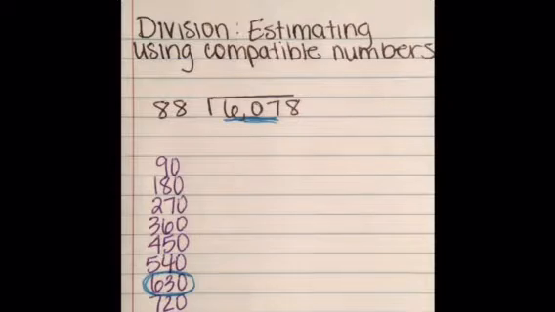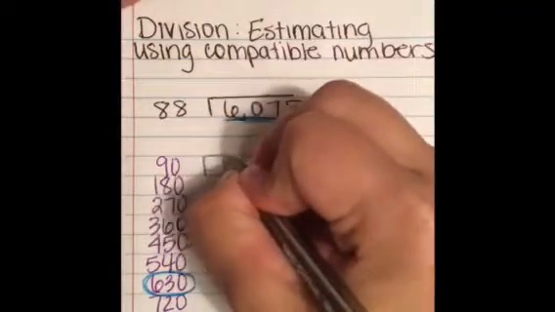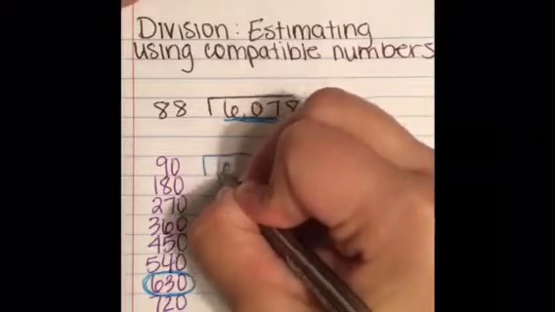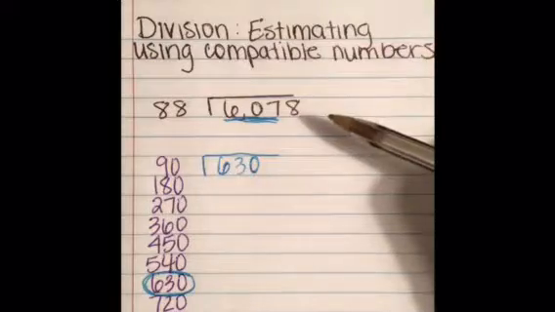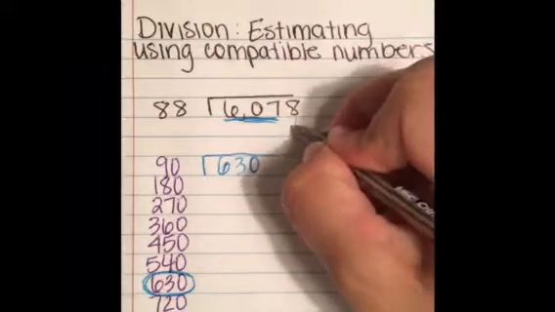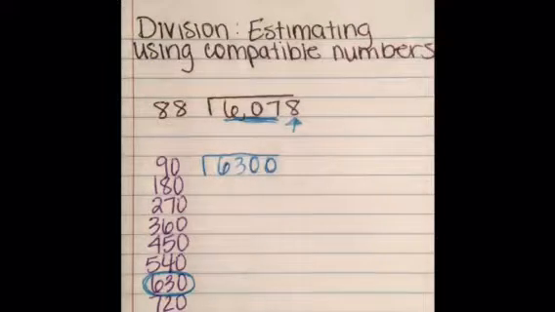So we have 630, so we're going to use 90 as our divisor, and we'll write the 630, but we didn't start out with hundreds, we started out with thousands. So we have this 8, we need to add a placeholder. So now we're saying that 6,078 is closest to 6,300. Even though we are not using rounding rules, we're using compatible numbers to divide.